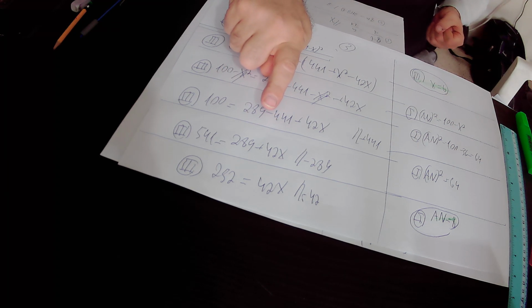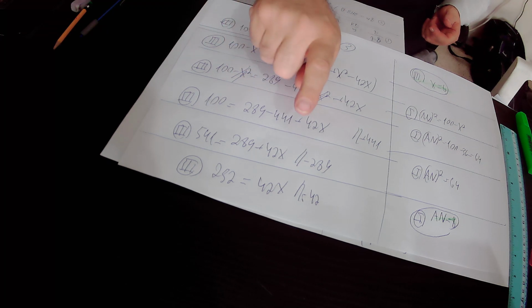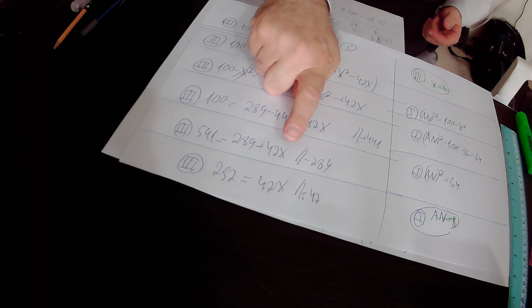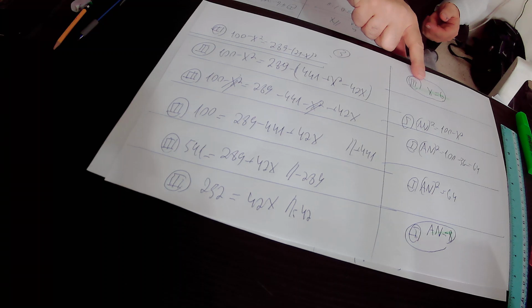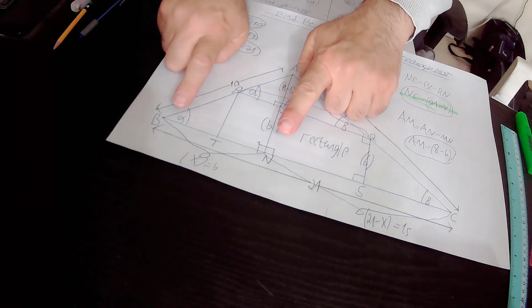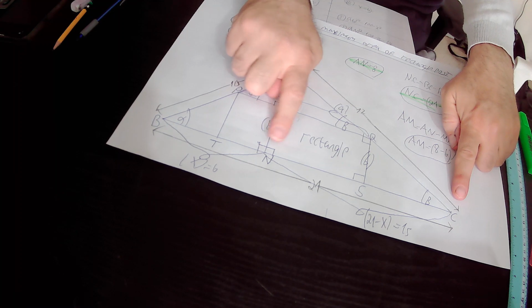Here we subtract 289 from this equation, and found that 541 minus 289 is 252. So 252 equals 42x according to this equation. Here we divided this equation by 42, and finally found that x equals 252 over 42, which is 6. Again, 252 over 42 is 6. So x equals 6 units. That is to say, the length BN, that is x, equals 6 units, and the length NC, that is 21 minus x, is 21 minus 6, that is 15.